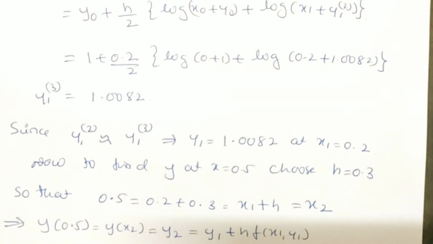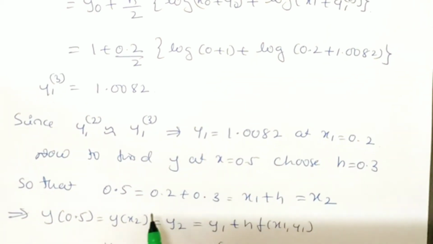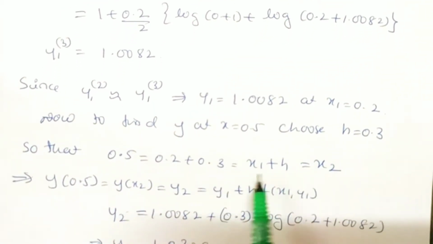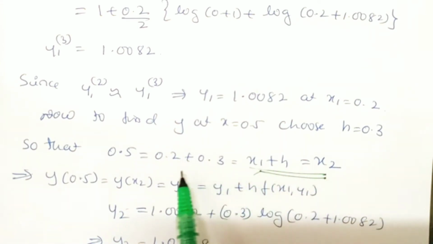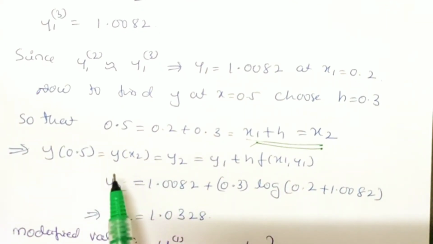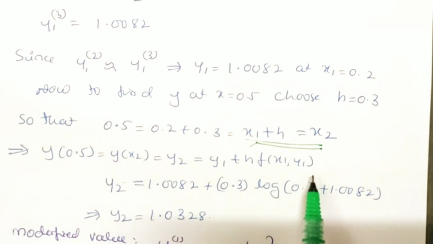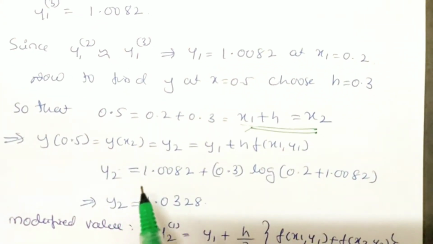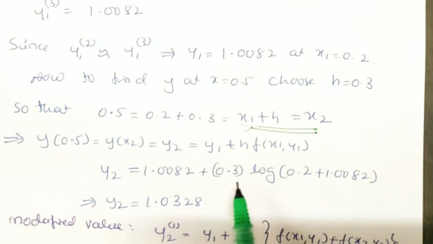So next we have to find y at 0.5 also. To find y at 0.5 you have to choose h equals 0.3, so that 0.2 plus 0.3 becomes 0.5. So now x2 is equal to x1 plus h, which is 0.2 plus 0.3 equals 0.5. Now y at x2 is y2, equal to y1 plus h into f of x1 y1. This implies y2 is equal to y1, which we have found as 1.0082, plus h, which is 0.3.